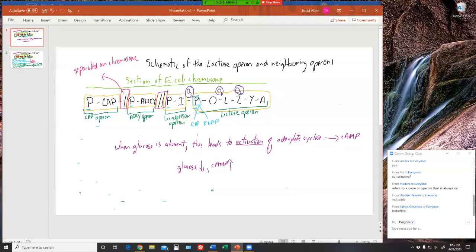Now, the CAP protein is only capable of binding to this CAP binding site if the CAP protein is itself attached with cyclic AMP. CAP protein must be attached by cyclic AMP to bind the CAP sequence that is part of the lac operon promoter.